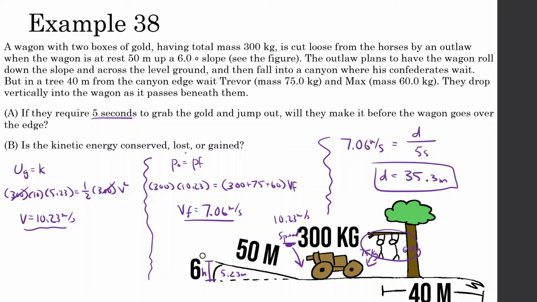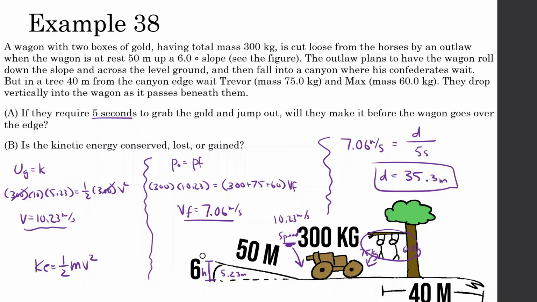Now, the next question. Is the kinetic energy conserved, lost, or gained? Remember, kinetic energy is equal to 1/2 mv squared. When you look at this, you might think, oh, when these people go onto this cart, the mass increased, so the kinetic energy must be more. But then you might have thought, wait, the mass did increase, but the velocity decreased, so maybe it was proportional and it stayed the same.